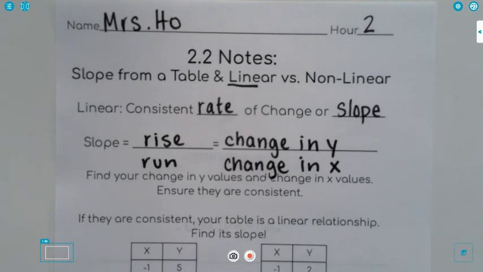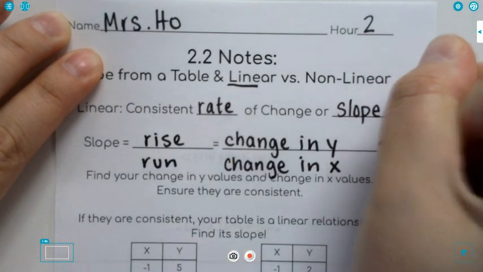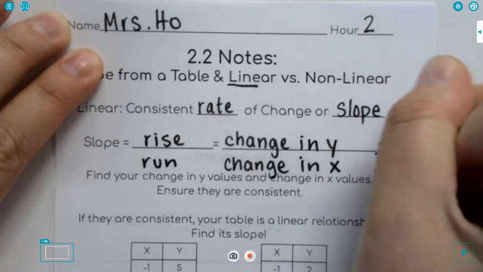The universal symbol for change is a triangle. It's like a Greek letter thing. So if you want to abbreviate this, you can abbreviate it to change in y over change in x.